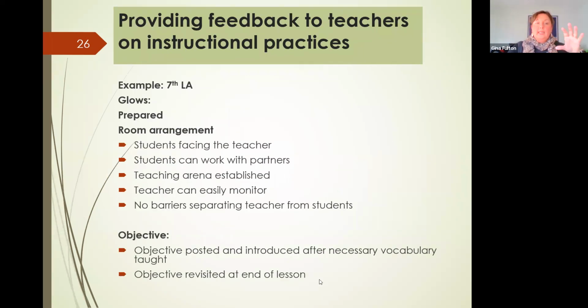Okay, and here's an example. I'm not going to read the next few examples through, but I'll read this one to you. They're in 7th grade language arts. The glows: they were prepared. It's super short. See, it's not this long drawn-out novella. Room arrangement was one of the things they were looking at. Students facing the teacher, students can work with partners, teaching arena established. So the sage on the stage is right at the front. I say that in a bad way, but there is a teaching arena, so kids know this is where I focus. And the teacher can easily monitor students, so there are no barriers. You're not tripping over stuff.